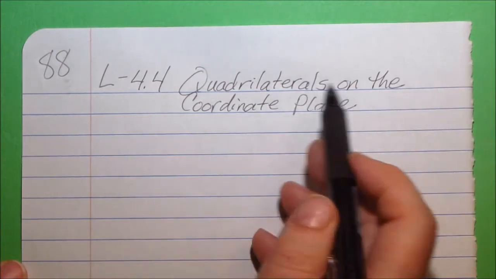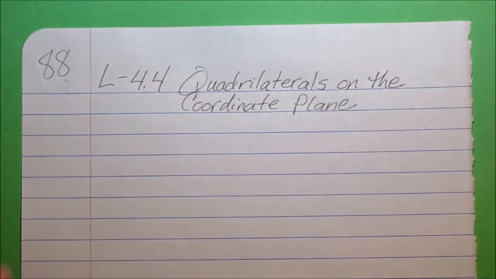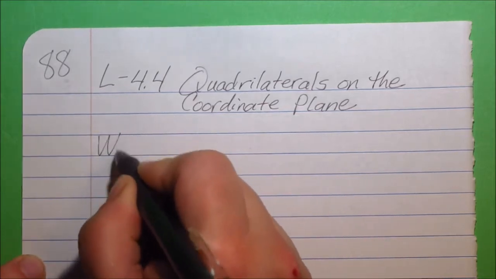So as the name would suggest, quadrilaterals are four-sided figures. And so we are going to be graphing four-sided figures on coordinate planes and using our knowledge of how the quadrants of a coordinate plane work to complete figures. But the first thing that we have to do is a quick little warm-up here.